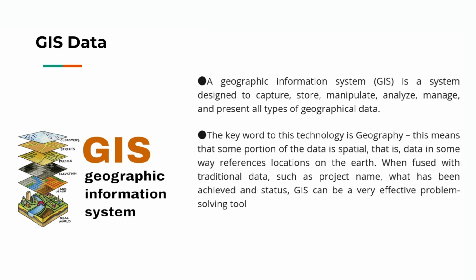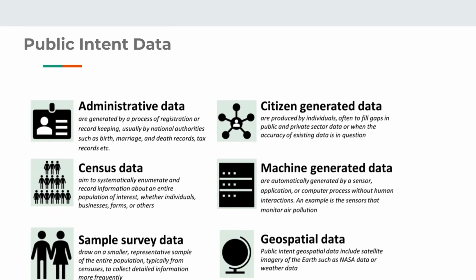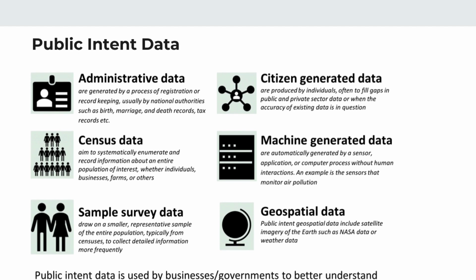When fused with traditional data such as project names or countries, then you would be able to map out specific projects in specific geographical locations. And therefore, GIS data can be a very effective tool on tracking, monitoring, and even evaluating the progress of certain projects. Now, let's talk about public intent data.